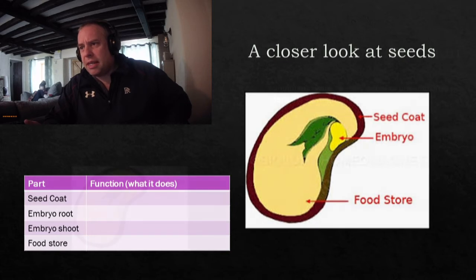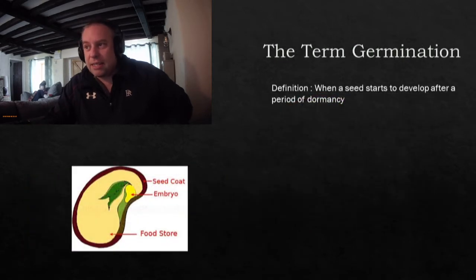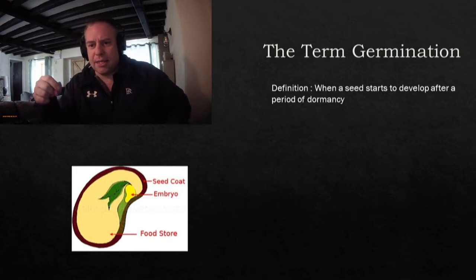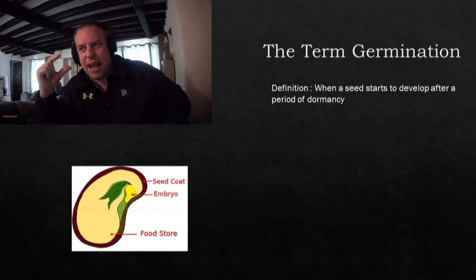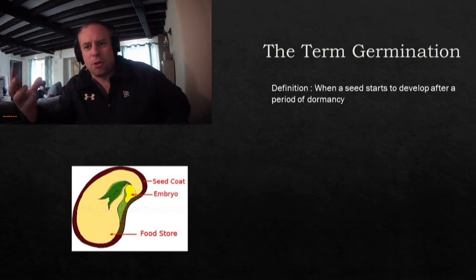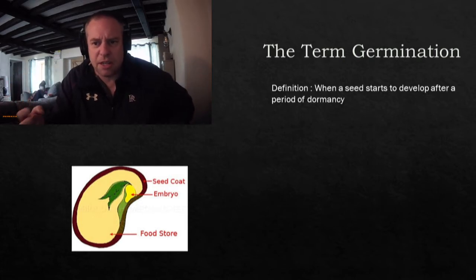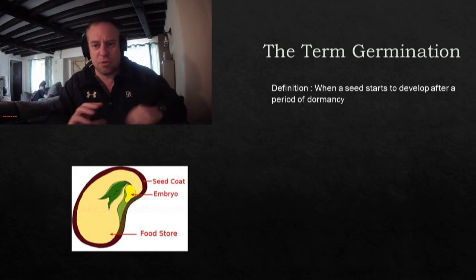Now we've learned what a seed is, we need to look at what germination is. This as a term is when a seed starts to develop after a period of dormancy. When it's pollinated, it will start to develop and it will grow to a certain size. So it reaches a certain stage of development. Then it enters dormancy, which is like the plant equivalent of sleeping. It goes into hibernation. It stops growing altogether. It just stays in stasis.